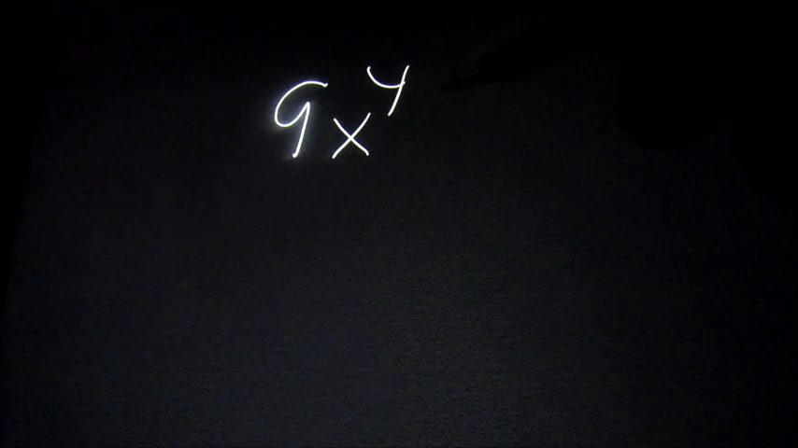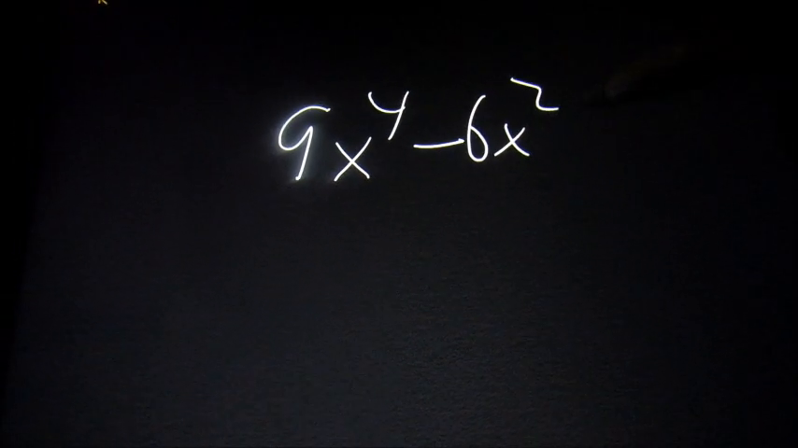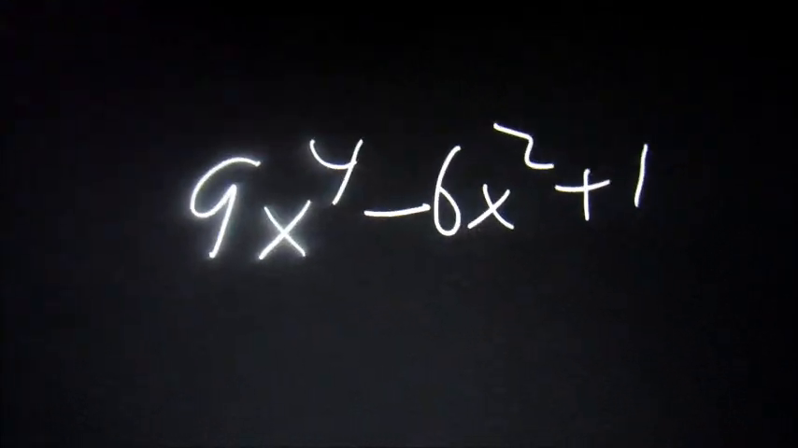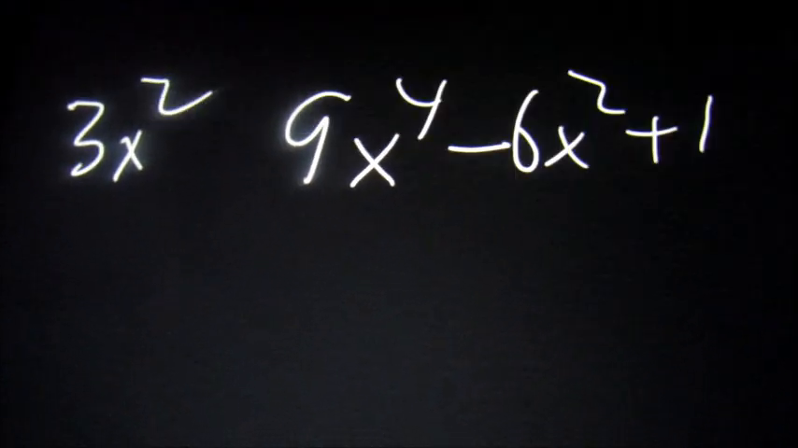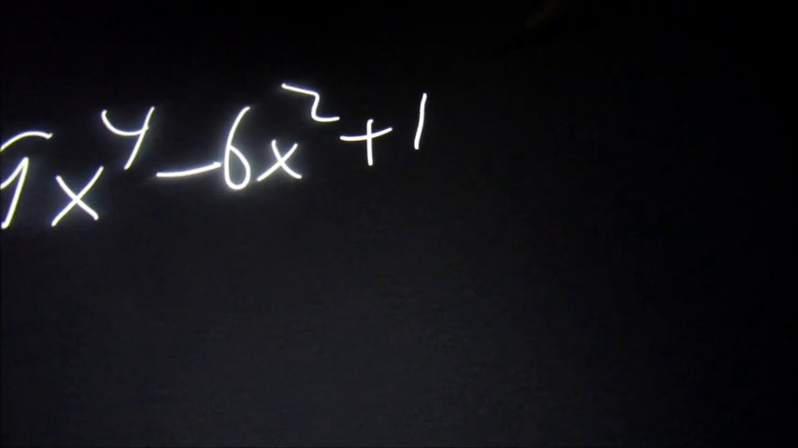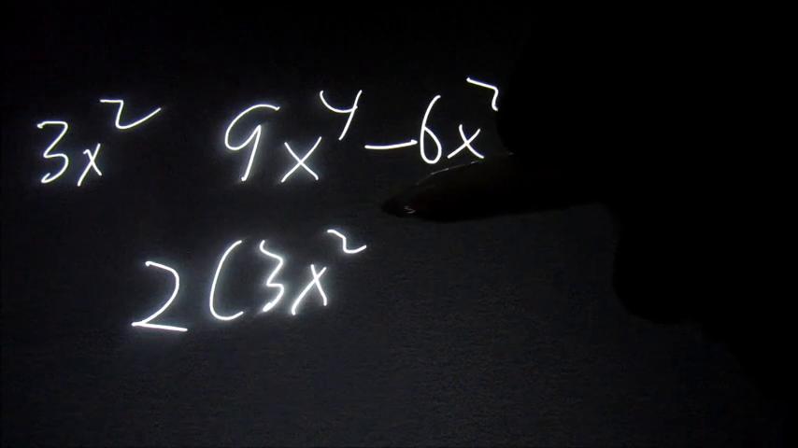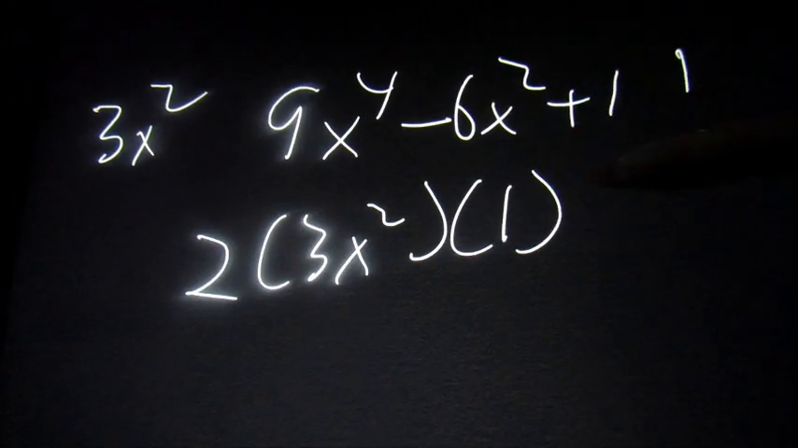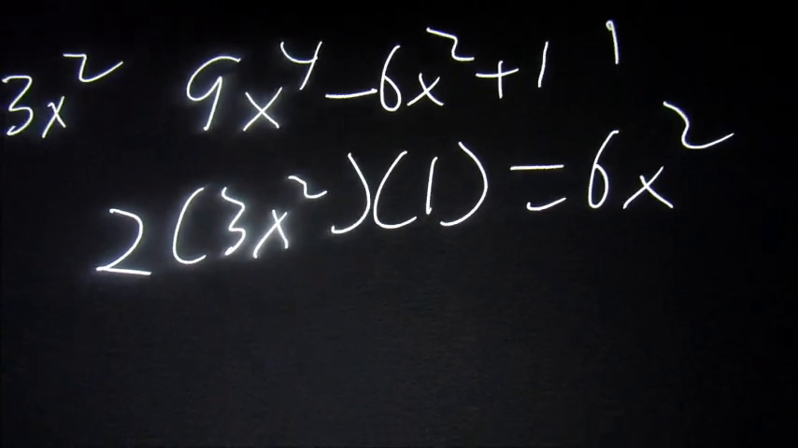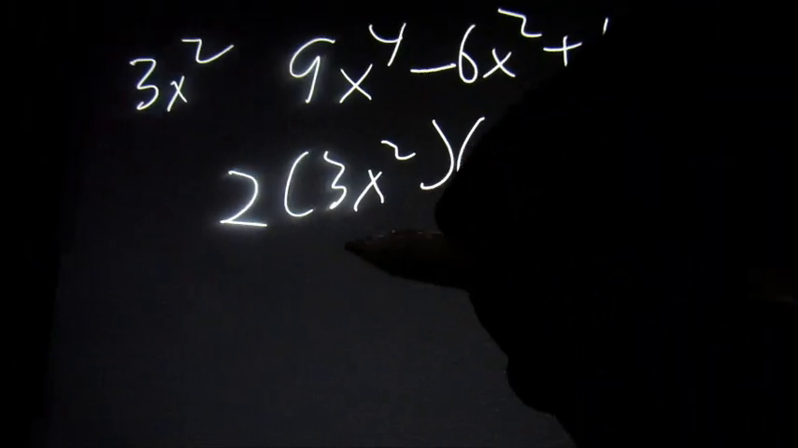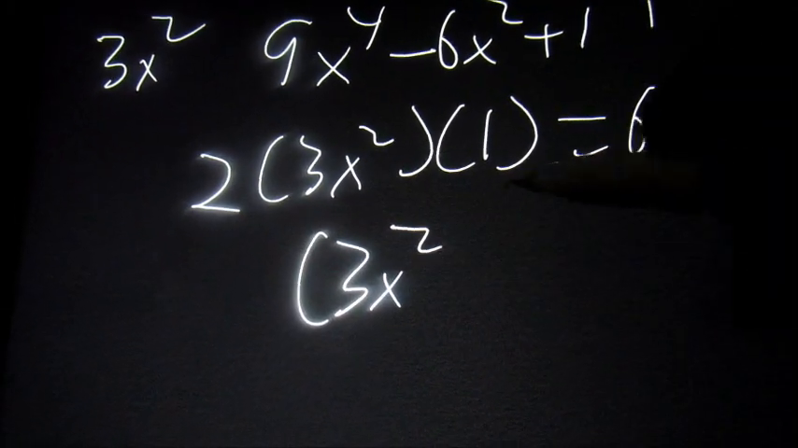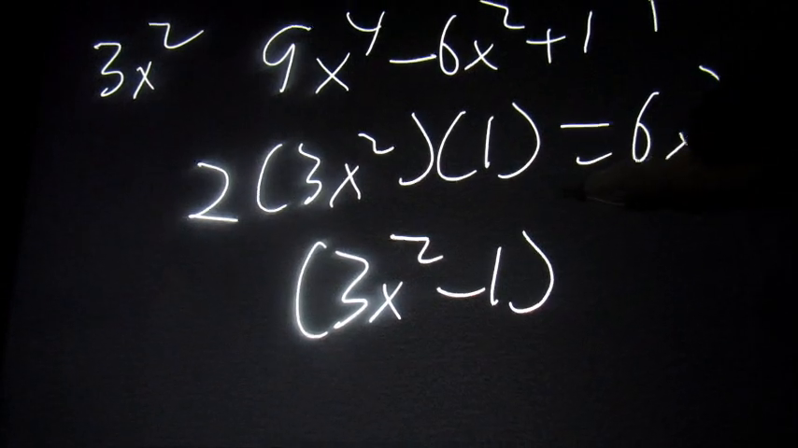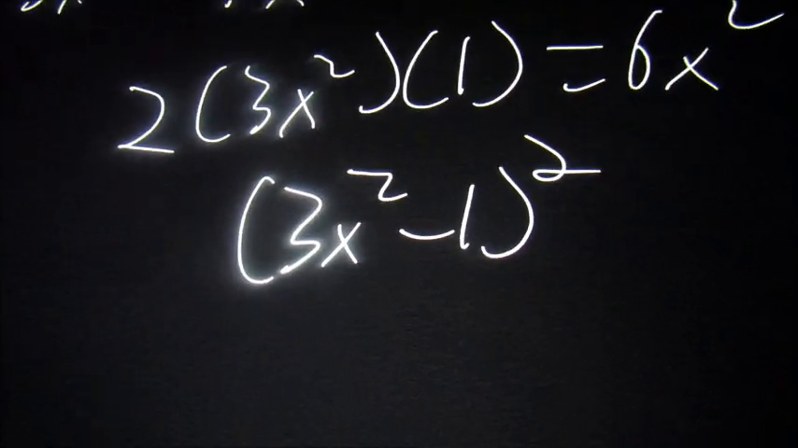Let's say we have 9x to the 4 minus 6x squared plus 1. Square root of 9x to the 4 is 3x squared. Square root of 1 is 1. 2 times 3x squared times 1 equals 6x squared, which is what we have here. So our answer is going to be 3x squared minus 1, the whole thing squared.